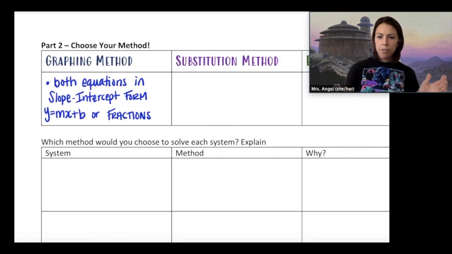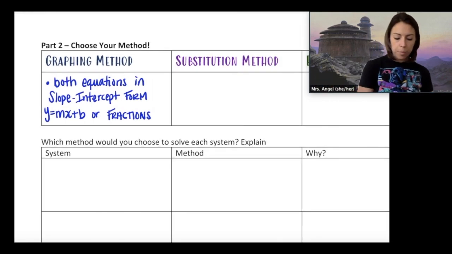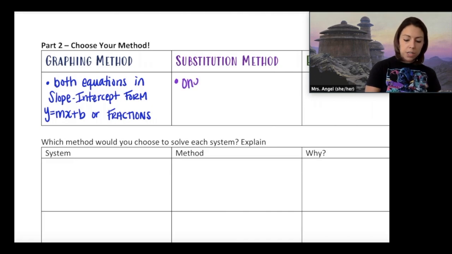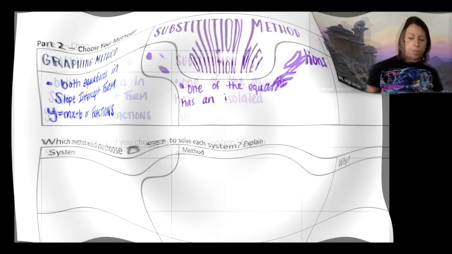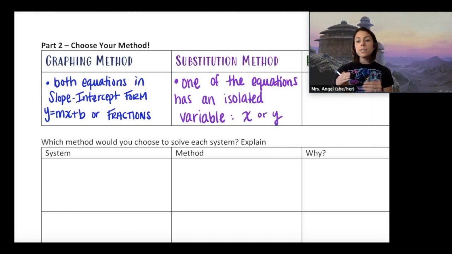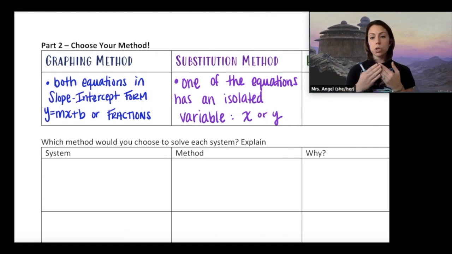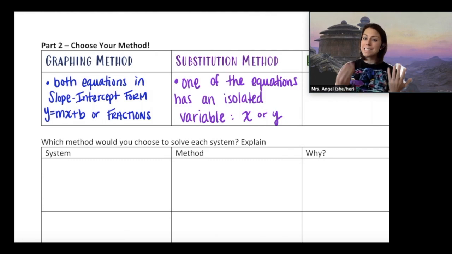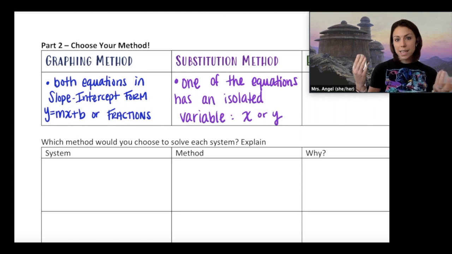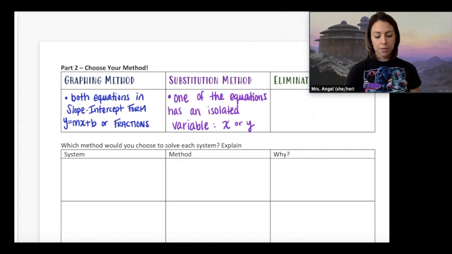Okay, when would we ever consider substitution? Well, if you remember from the previous page, that's when one of the equations has an isolated variable. And remember, that isolated variable could be x or y. So there are a lot of times when graphing and substitution will overlap, because you're going to see that y isolated with graphing. But remember, substitution could be x or y. As long as you have an isolated variable, it's pretty easy to substitute after that.